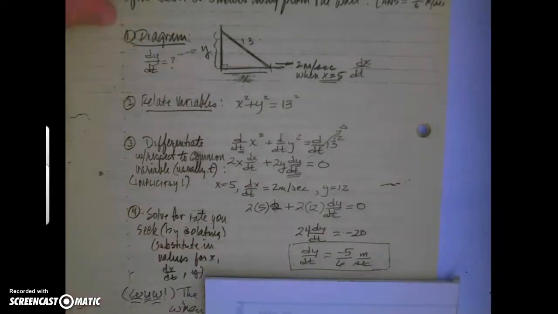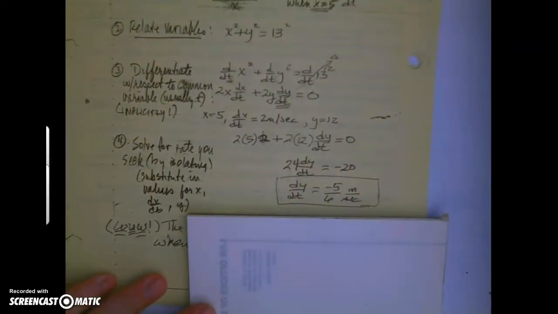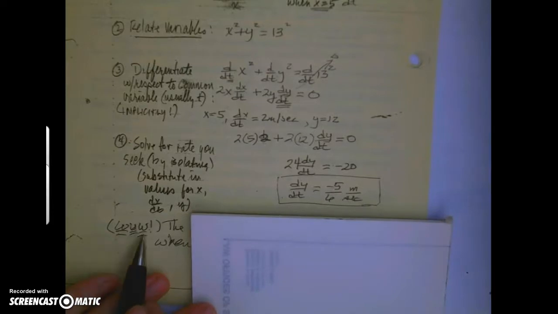Now you're not quite done. You need to write this out as a full response. And the way we do that is by using the acronym WUW. This first W is for what it is you're trying to find, the U is for units, and this W is for when it occurs.